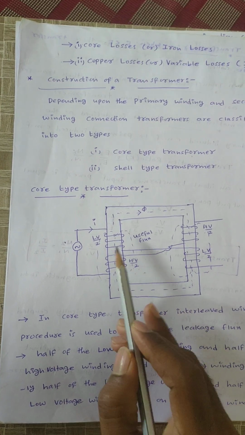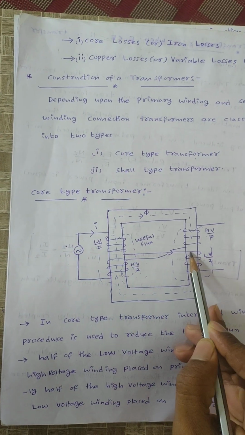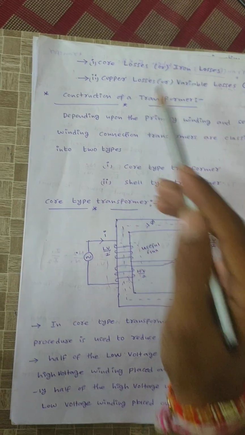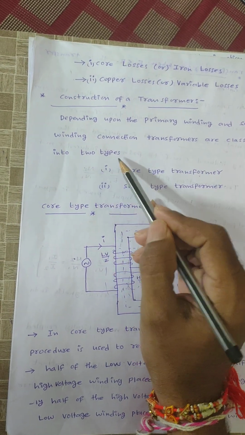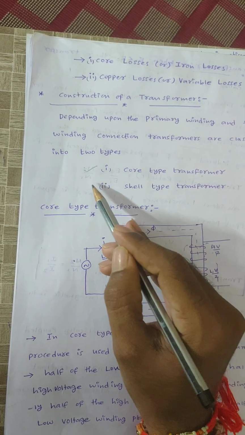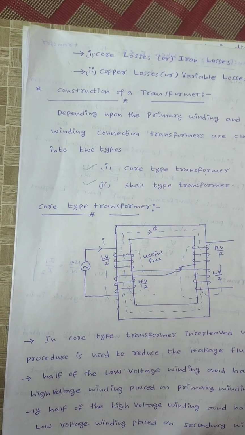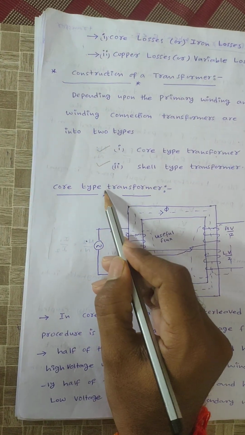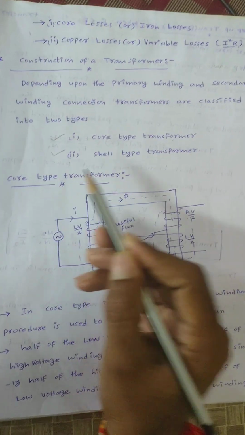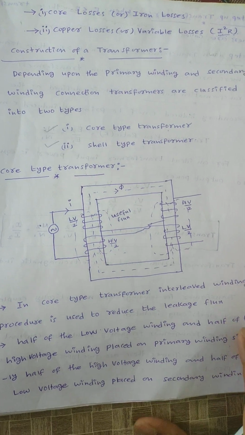Depending upon the primary winding and secondary winding connections, the transformers are connected in two ways. That is, one is core type transformer, another one is shell type transformer. First we will discuss about core type transformer. This is the arrangement of core type transformer.